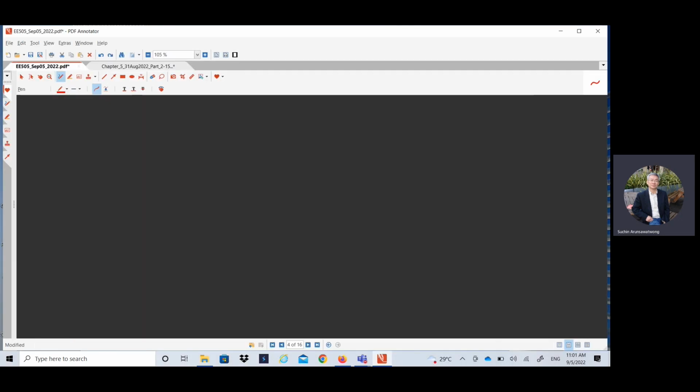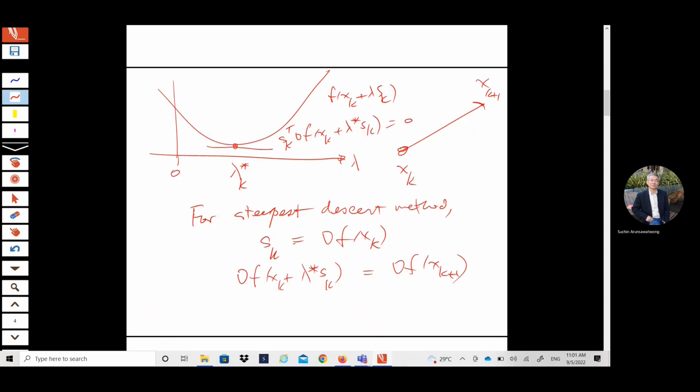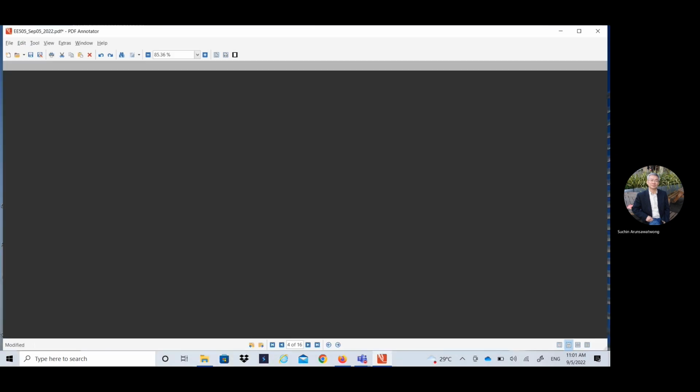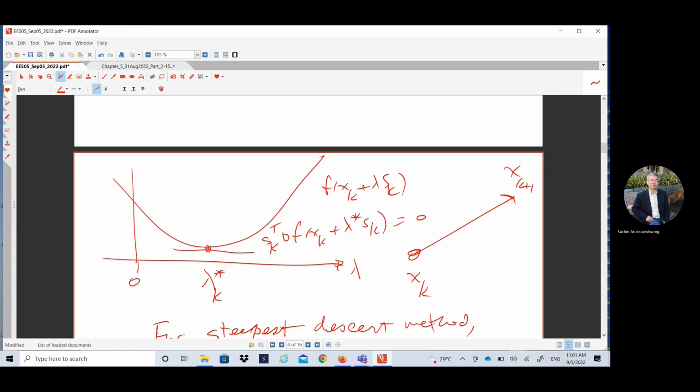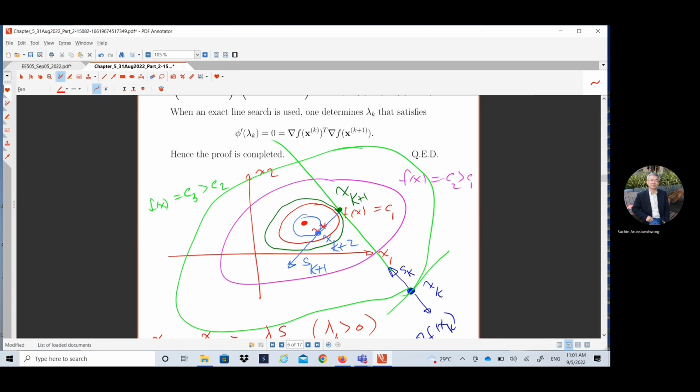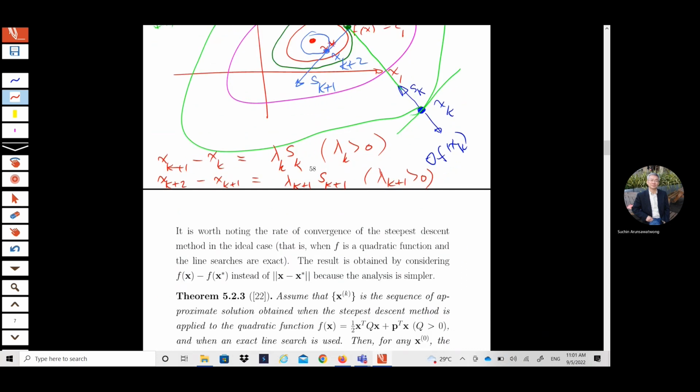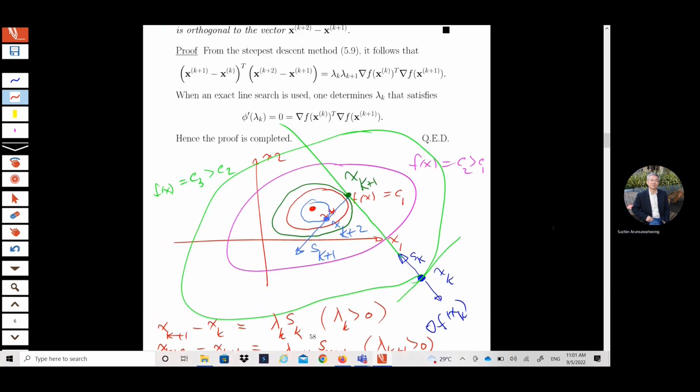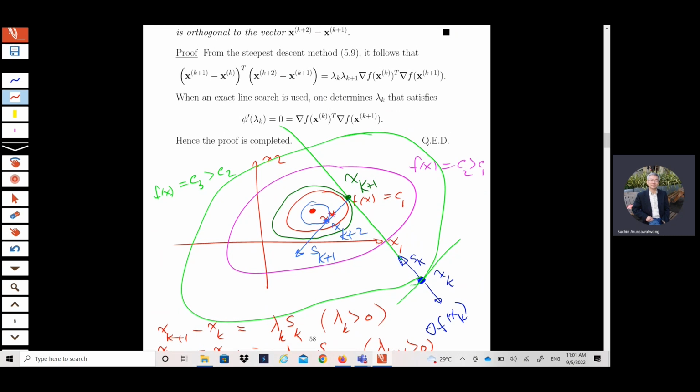So on Wednesday we will finish this. We will talk about the rate of convergence of the steepest descent and continue and look at Newton's method altogether next time. Okay, bye bye.